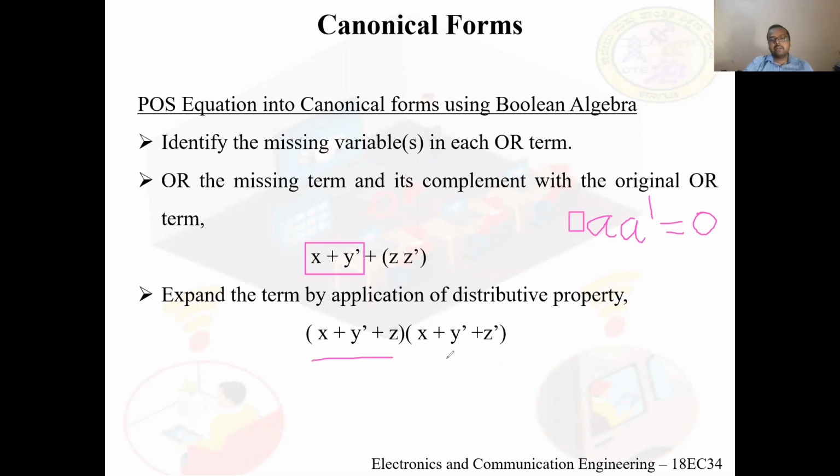So this is a sum term, and this sum term is nothing but what? It contains all of the input variables with each literal no more than once. Similarly here also, we have all the three variables, right? So these are the max terms for which the output is equal to 0, right? So we converted the product of sum terms that we have into proper canonical POS forms.